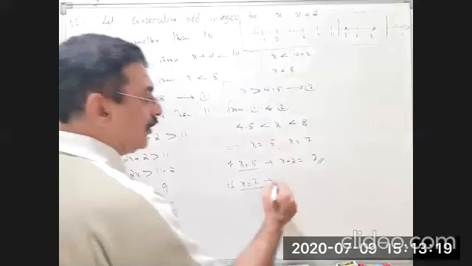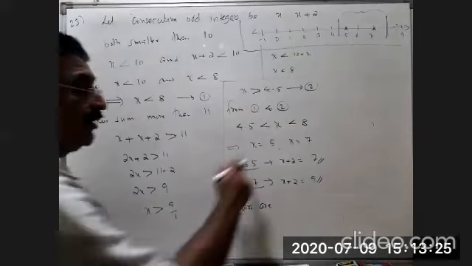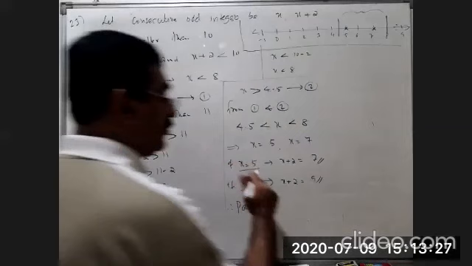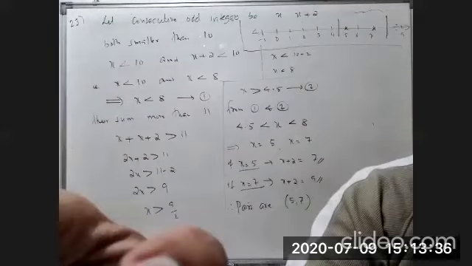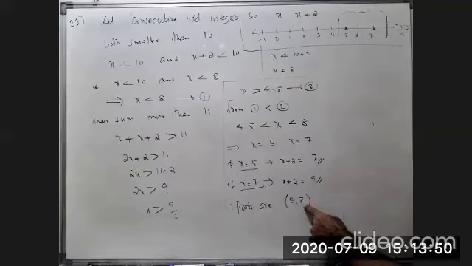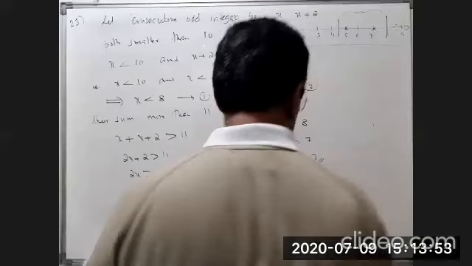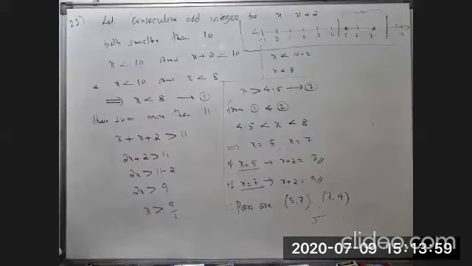Therefore, the first pair is 5, 7. This is a pair of odd integers that are less than 10, and also their sum is more than 11. You can see 5 and 7 are less than 10, and 5 plus 7 is more than 11. Similarly, the second pair is 7, 9. These are the 2 pairs of numbers. Completely.